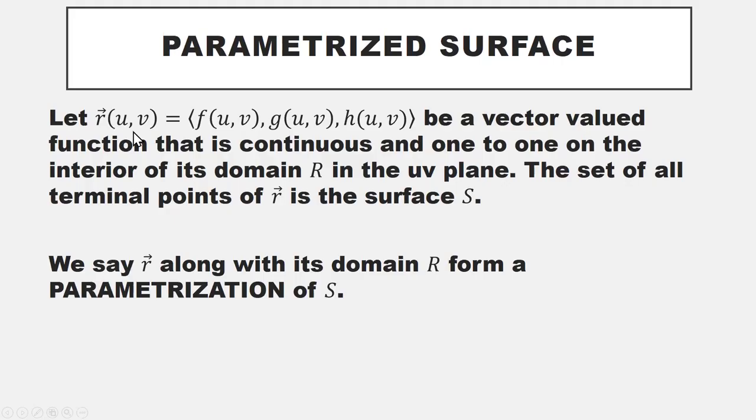So if we add a dimension, then the set of all endpoints can form a surface instead of forming a curve. We say that the vector valued function R, along with its domain, usually capital R, form a parameterization of S. Again, surface there is S.